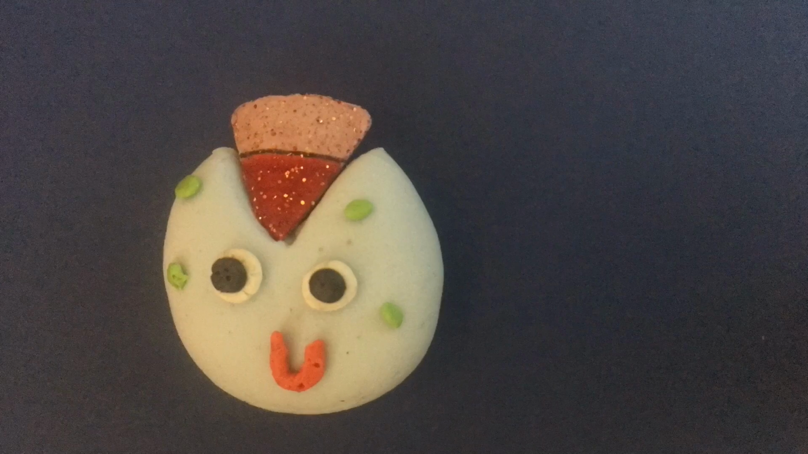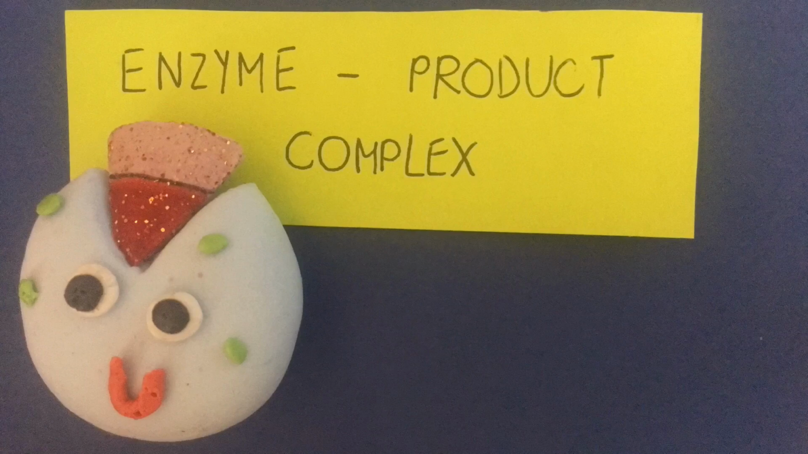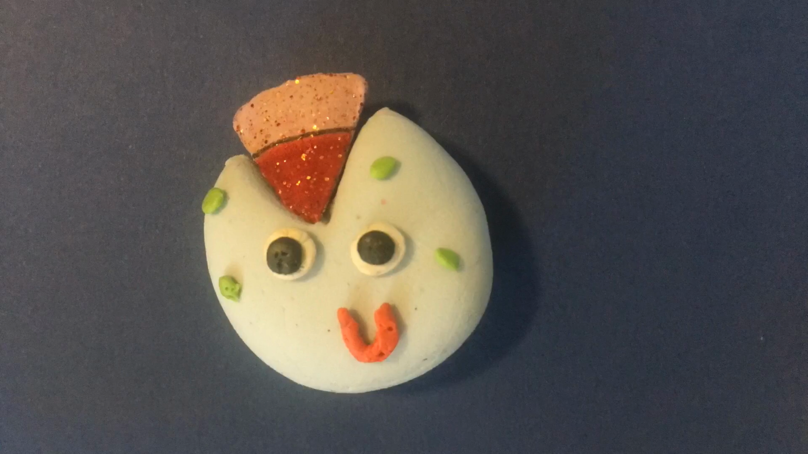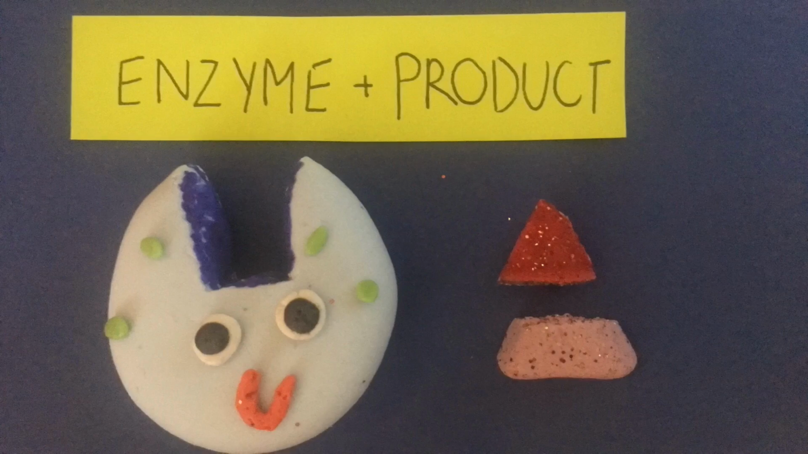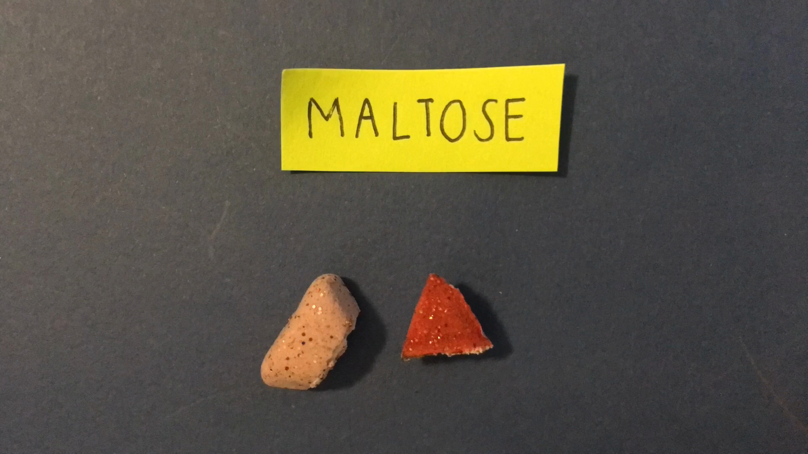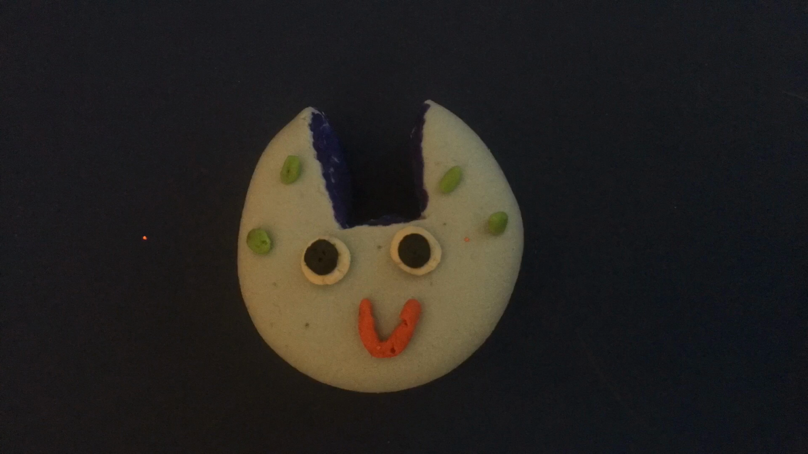The enzyme catalyzes the substrate and we get an enzyme-product complex. Finally, the products of the reaction are released. Starch is broken down into maltose molecules, which is a disaccharide made out of two glucose molecules connected by glycosidic bonds. Amylase then returns to its original shape.